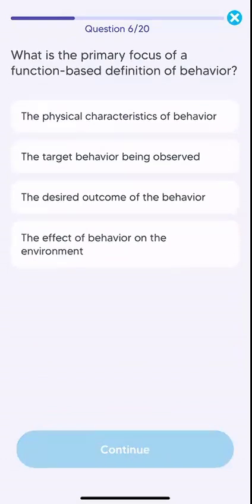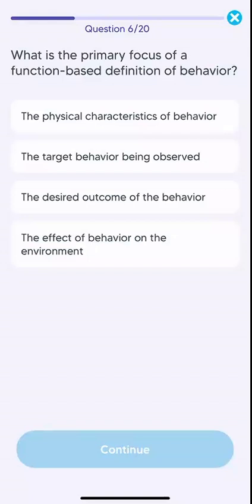What is the primary focus of a function-based definition of behavior? The physical characteristics of the behavior, the target behavior being observed, the desired outcome of the behavior, or the effect of behavior on the environment. Primary focus of function-based. Function. I think the second one. Why is he making the behavior? Target behavior being observed, or the outcome of the behavior.